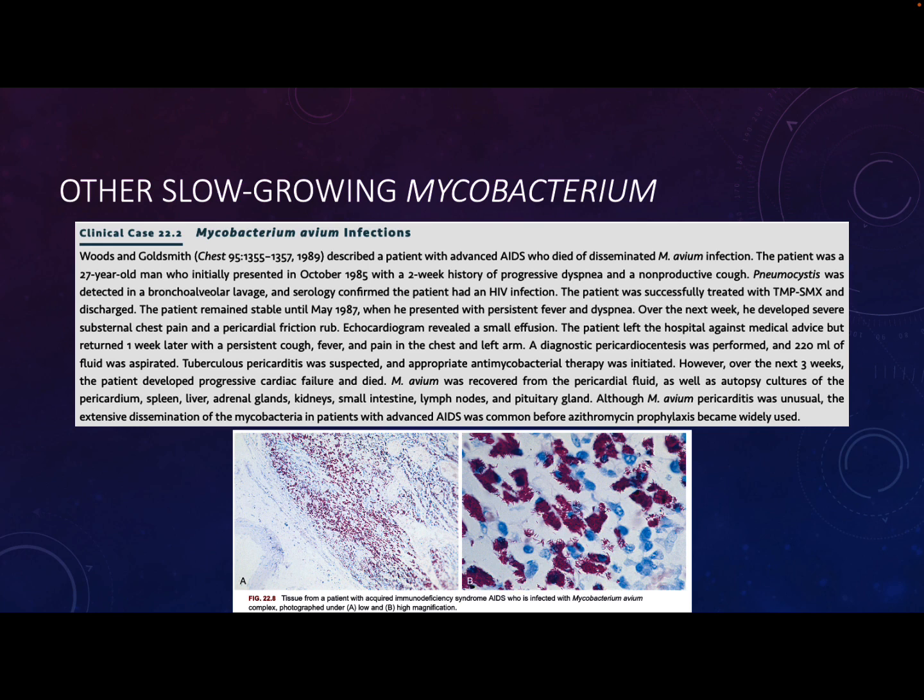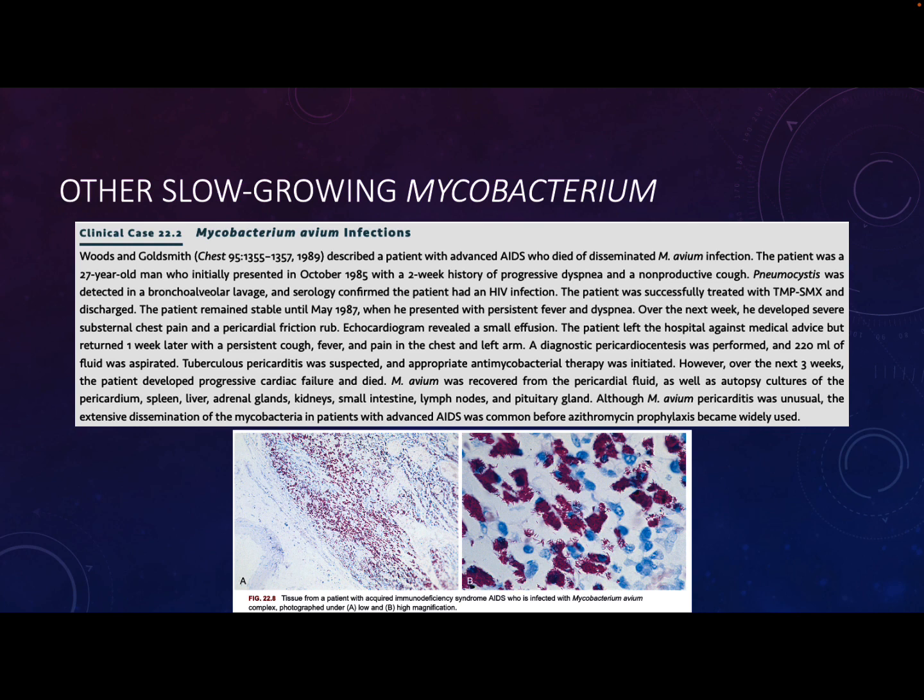Basically, the heart is surrounded by the pericardium and there can be fluid in there. Shouldn't be too much because the heart does need to move. But he had a lot of fluid in there and it did turn positive for a mycobacterial species. Autopsy culture of the pericardium, spleen, liver, adrenal glands, kidneys, small intestine, lymph nodes, and pituitary gland. It was everywhere is basically what we're looking at.